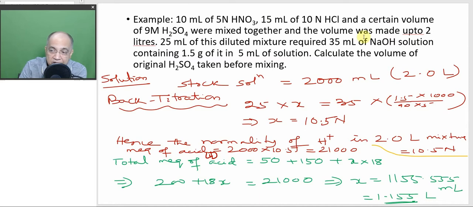So in this question you are asked to find what is the volume of the original sulfuric acid mixed with these many milliliters of this, these many milliliters of this. Got it? Here there is no reaction, simply dilution.